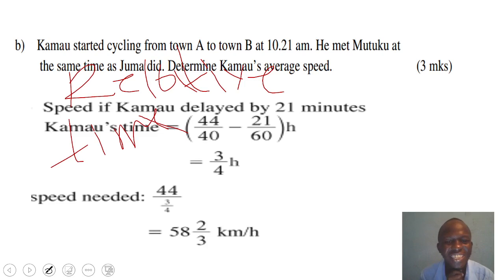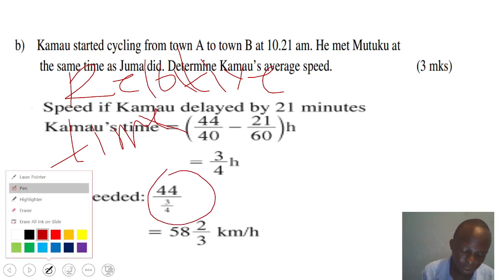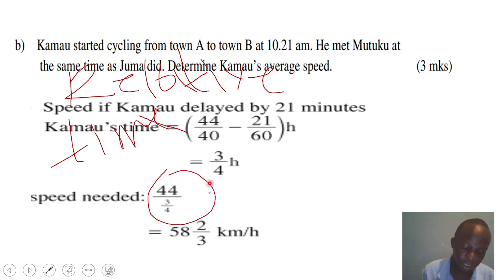Now, the relative time is 3/4 hours. So the speed needed is 44, the distance x, divided by 3/4. And therefore, the speed of Kamau is 58 and 2/3 kilometers per hour.